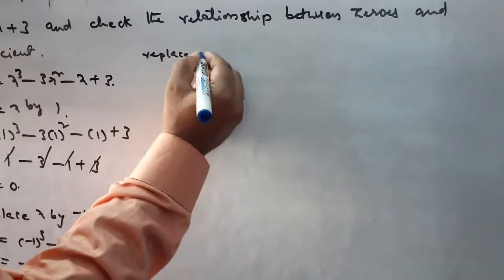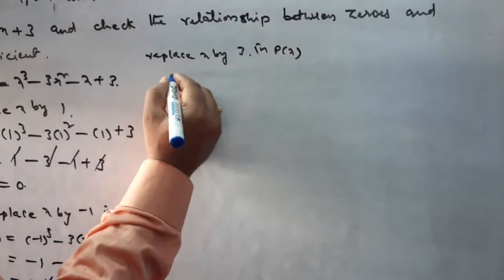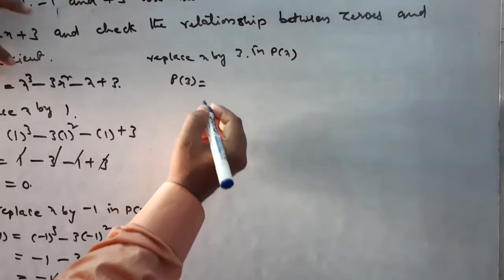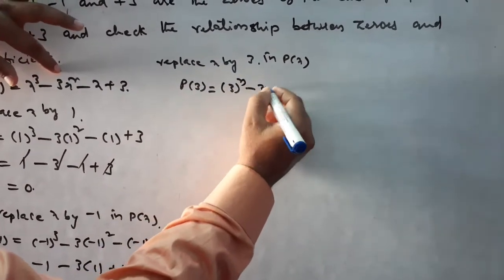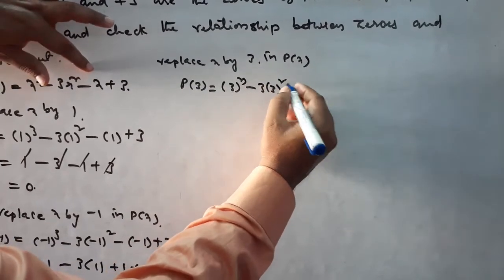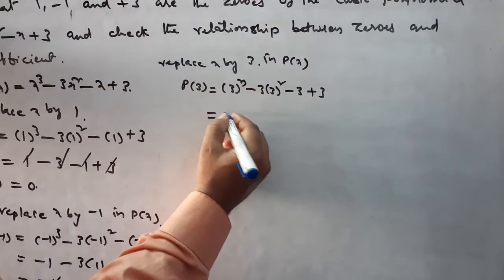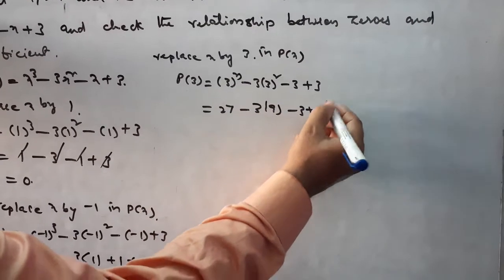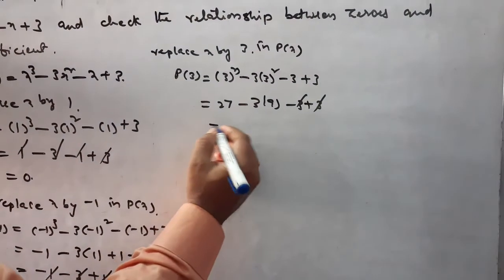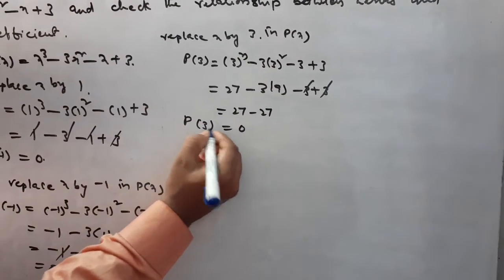Now we have to replace x by plus 3 in p of x. So we will get p of 3 equal to, substituting here, 3 cube minus 3 into 3 square, and here minus 3 plus 3. So 3 cube means 27, minus 3 into 3 square means 9. Minus 3 plus 3 will be cancelled. Here 27 minus 27, 0. So p of 3 is equal to 0.